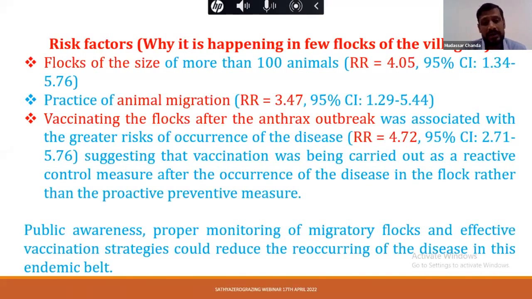And the last important factor we found, which was very interesting, was that people were vaccinating after the outbreak.